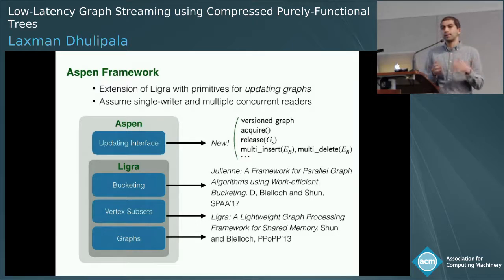We basically introduced the following primitives for maintaining a graph that's being updated in response to new updates. And so we assume the updates are processed by a single writer, which can internally be parallel. And it provides primitives for concurrent readers to acquire a recent snapshot of the graph. So the readers call acquire to acquire the snapshot and call release to free their handle to this snapshot. And there are primitives for inserting batches of edges and deleting batches of edges, and similarly for vertices. And so Aspen builds on our prior work from Ligra and from Julienne, which introduced primitives for static graph algorithms.